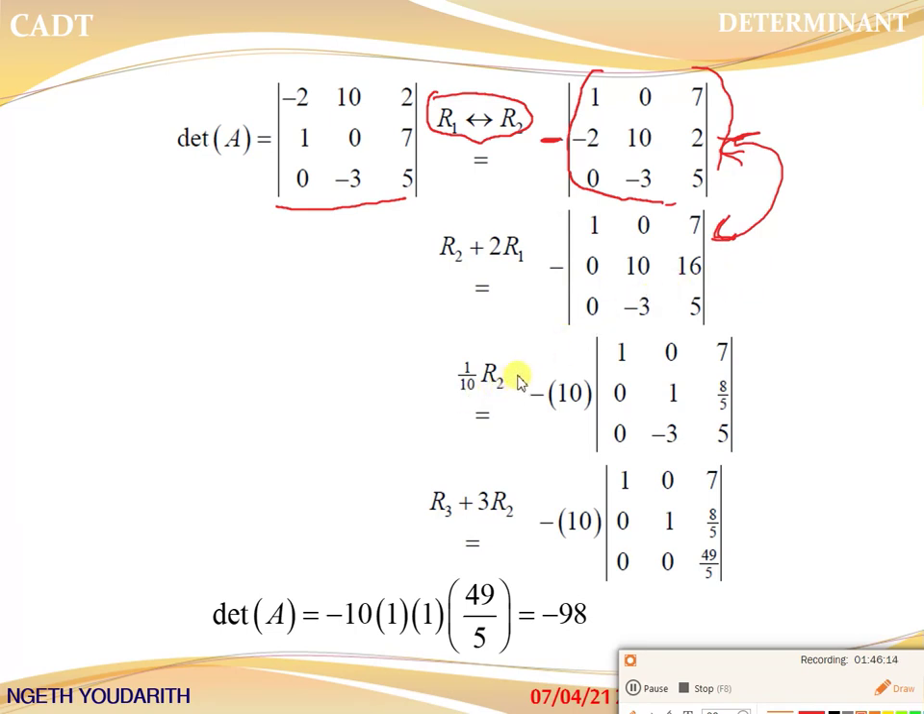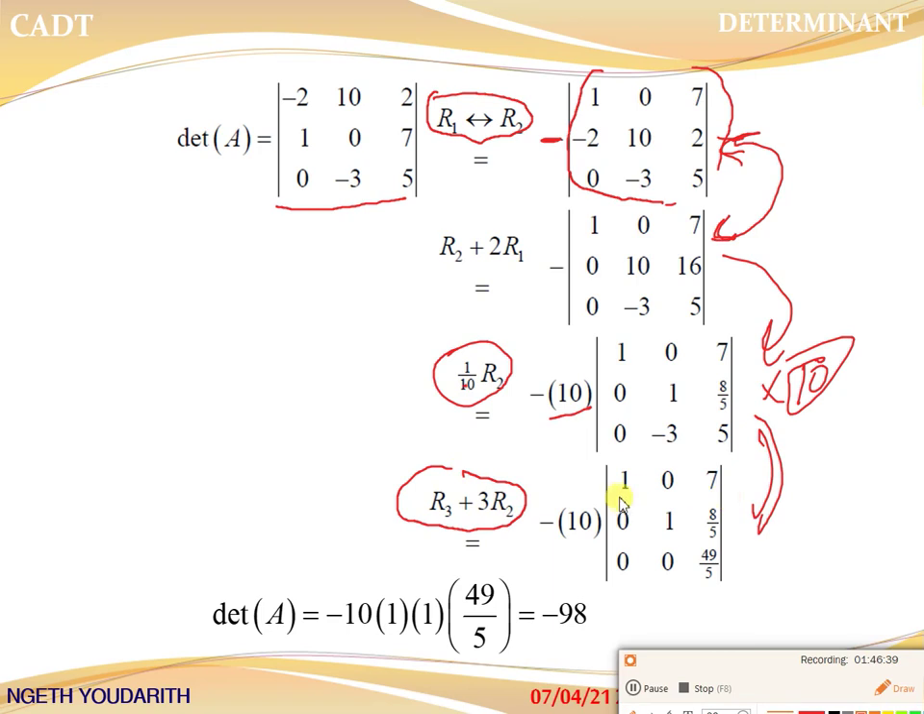But in this one, we divide R2 by 10. So this one is 10 divided by 10, so this one is obtained from this one by multiplying with 10. So I write multiply with 10. And this one is R3 plus 3 R2, so it does not change. It is the same, so I just write the same. So the determinant is this one. You get the multiplication of this one and this one, and the multiplication is minus 10. So minus 10, 1, 1, 1 is equal to 19.